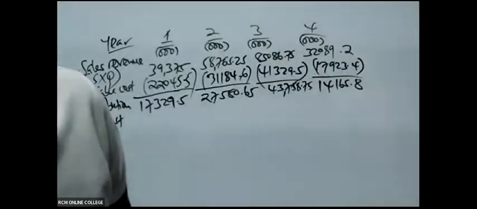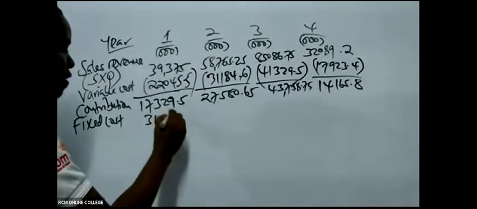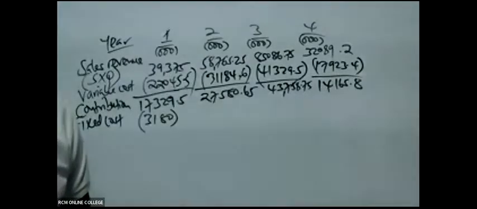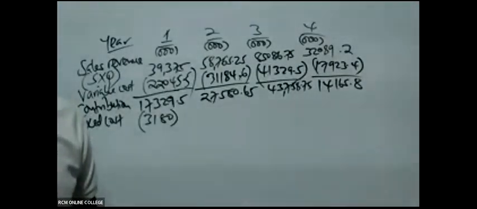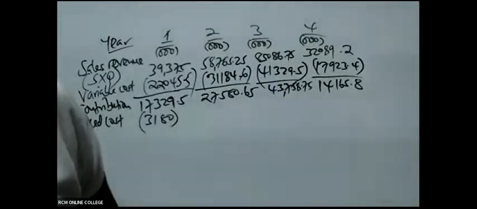So our fixed cost is what? 3180. Don't give me the old figures. Give me the new figures, the new figures we have calculated after inflation. Give me the exact figures. 3180.